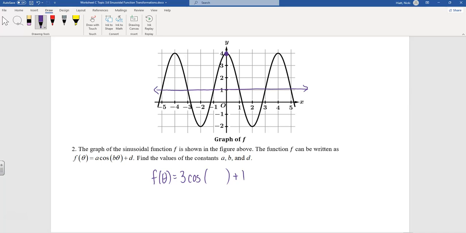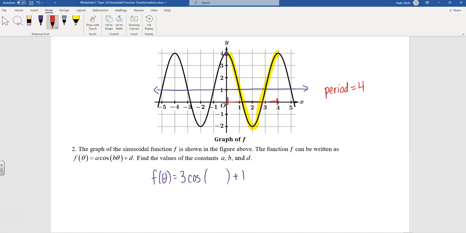And then that B value, we have to think of the period of this graph. Period is how long this takes to repeat. So if I see how long it takes to repeat, that would be from 0 over to 4. So the period here equals 4. The biggest mistake students make is they just plug 4 in right here. They say 4 theta. And that is wrong.